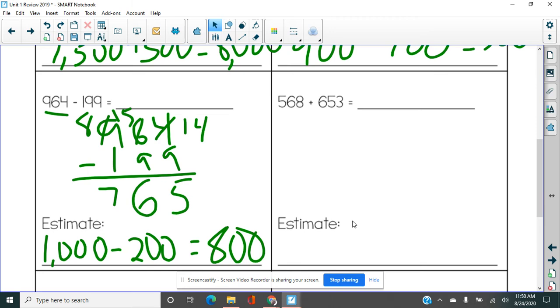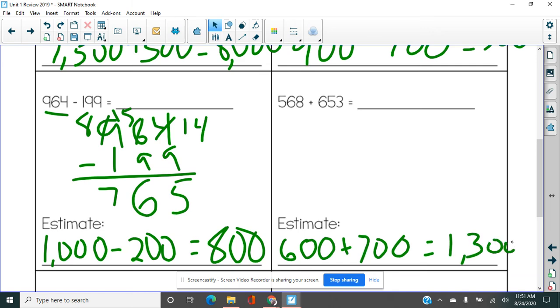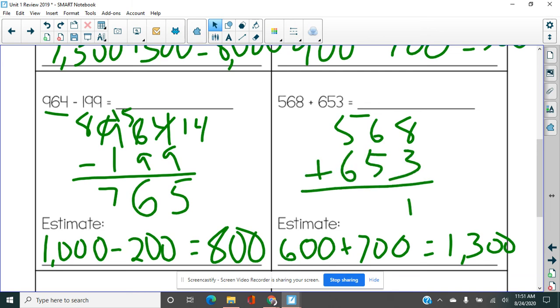Okay, estimating. This one's going to round to 600, and this one's going to round to 700. That's what I would have done. If you estimated a little bit differently, that's fine. Maybe you did 550 and 650, although that might have been harder to deal with. But if it worked for you, great. 1,300. Now adding. Let's see what we get. 12, and that's 12 also. 1,221.